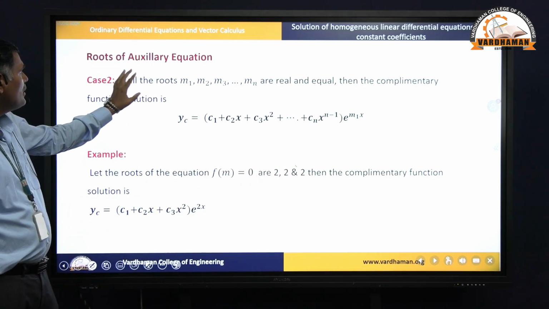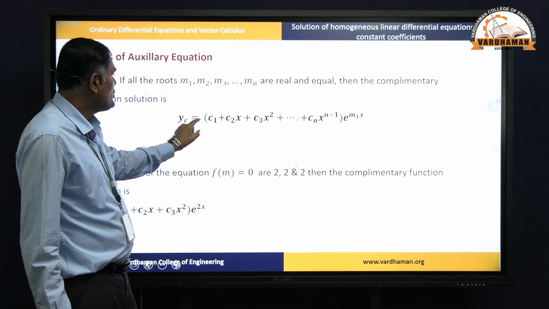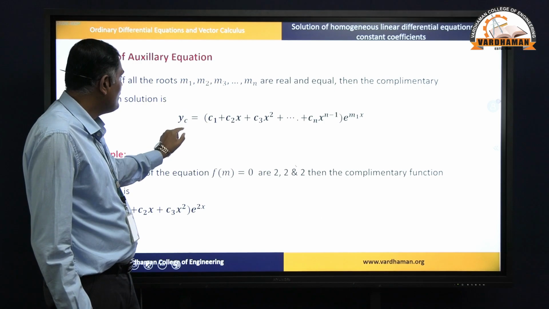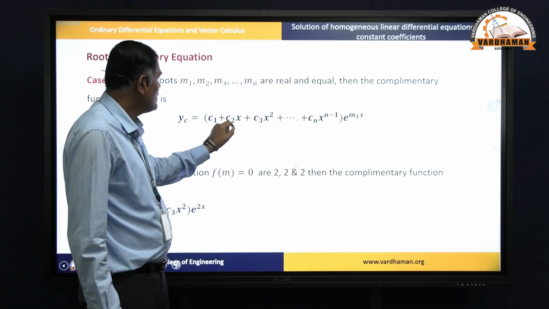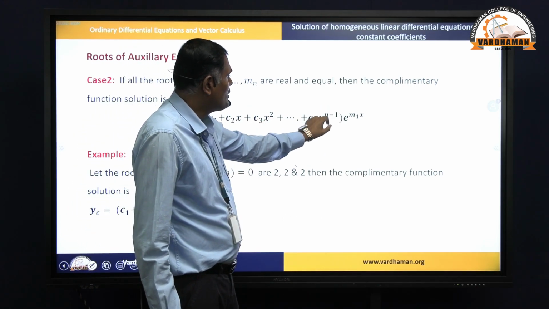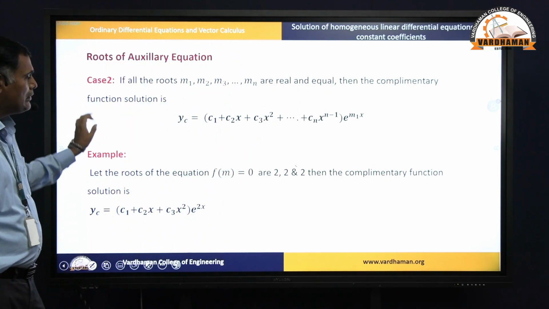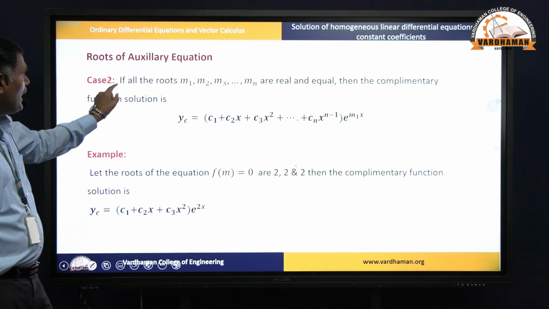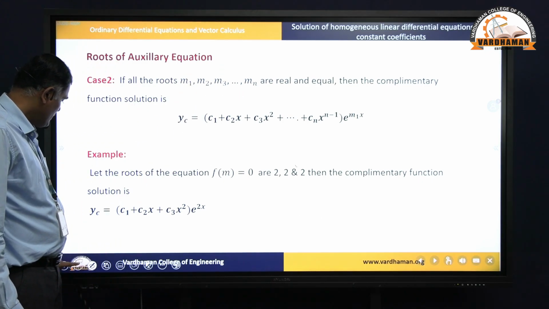Okay. If all the roots are, let us say, repeating, in that case we write the complementary function, or solution, like this: y equals c1 plus c2x plus c3x square plus and so on, cn x power n minus 1, into e power m1x. Now this is the way to write the solution of homogeneous linear DE if all the roots are repeated. Let us discuss the next case.